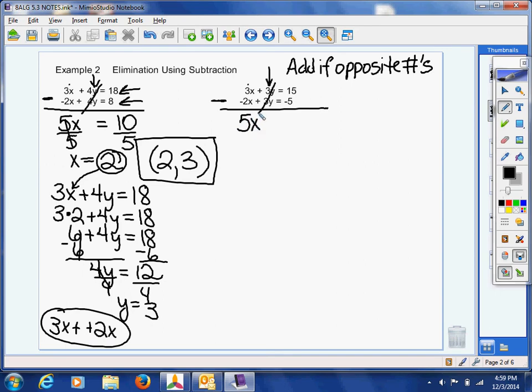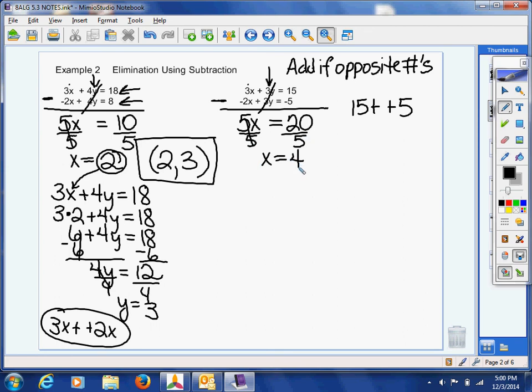3y minus 3y is 0, so mark that out. Drop down your equal sign. This is tricky. 15 minus negative 5. Write it out to the side if you need to. 15 minus a negative 5. Hey, you got two negative signs in a row. That actually means 15 plus 5, which is 20. Good job. It's a one-step equation, divide by 5, and now you know that x is 4. Great job, you're halfway home.